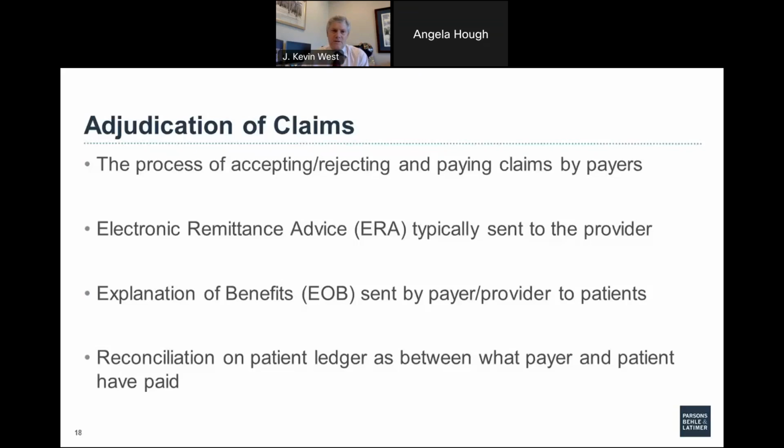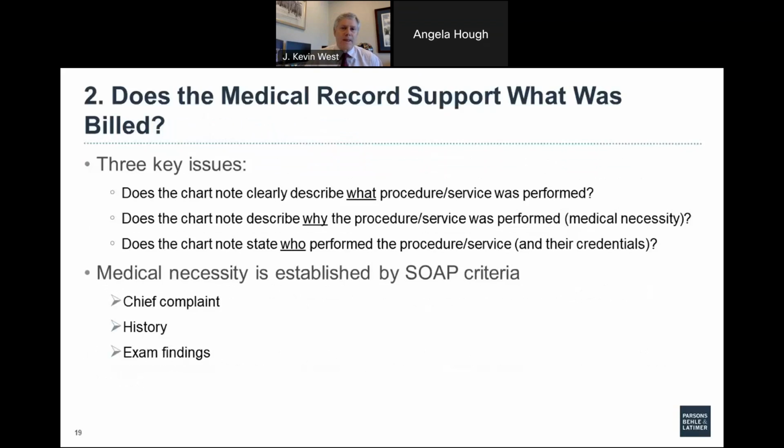So this is really obviously a very simplified version of the coding and billing process, but I think it's fundamental to understanding how the process works. All right, we're going to move from medical coding and billing now to a second fundamental issue, and that is, does the medical record support what was billed?